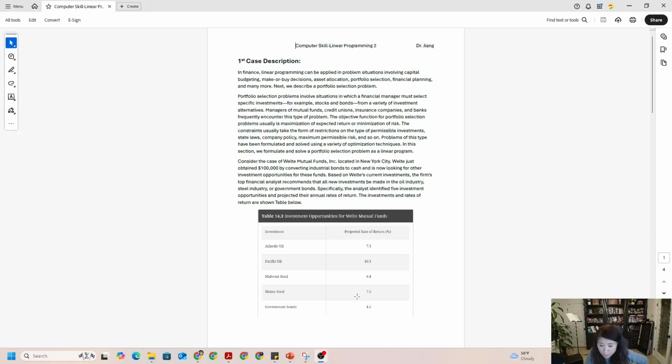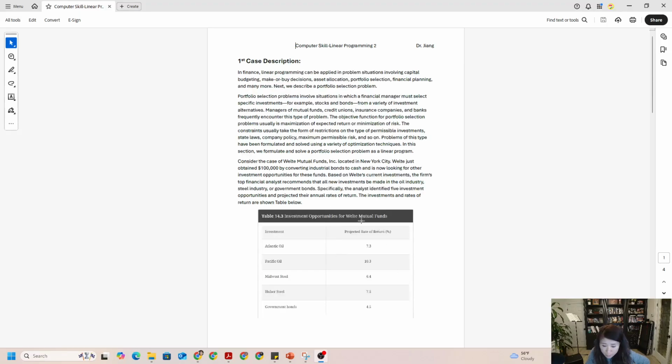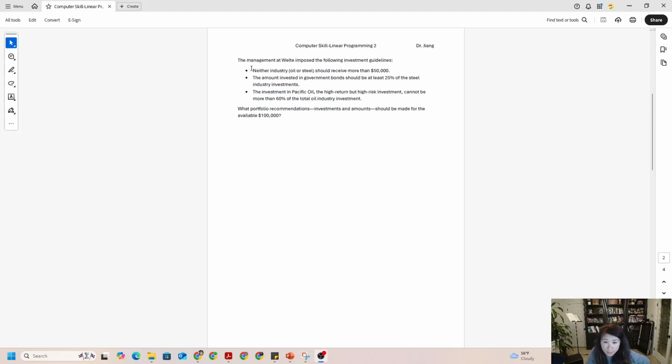When you set up optimization problems, you do not need to convert 7.3 to 0.073. You just need to make sure you consistently use the same measurement unit. When you formulate your objective function, you don't include the percentage sign; you basically use 7.3, 10.3. At the end, the Excel Solver gives you the value itself, and you add the percentage when you interpret it. So we understand the return of each investment, and now we're going to look at the constraints.